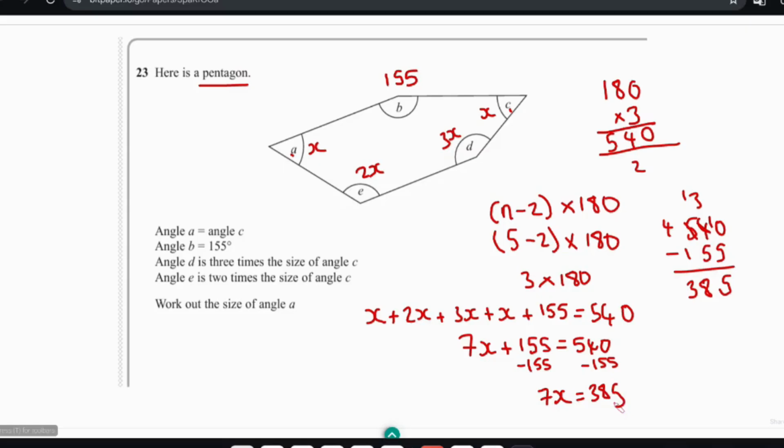So now I will divide both sides by 7. Use the bus stop method. 7 into 3 is 0, carries a 3. 7 into 38. 7, 14, 21, 28, 35 is 5, remainder 3. 7 into 35 is 5. So x is 55, which means A is 55.